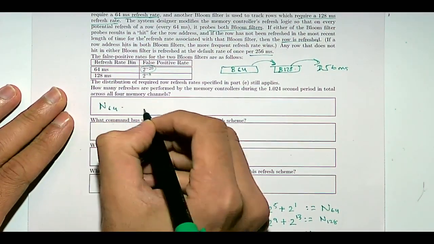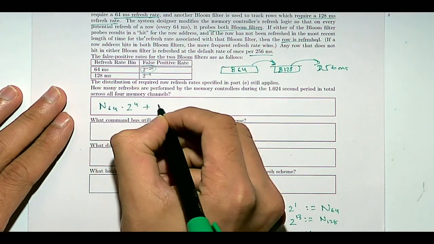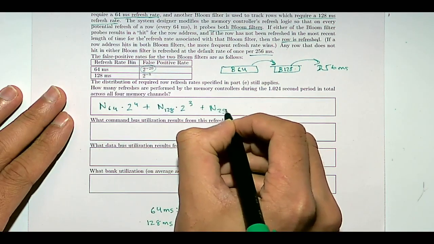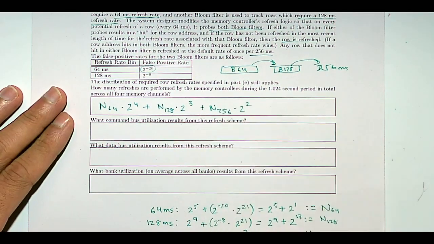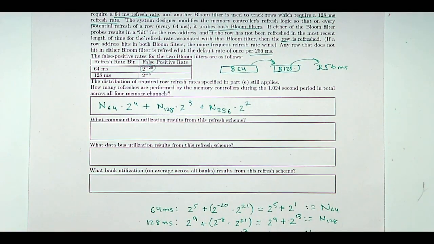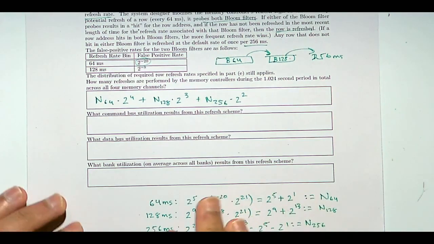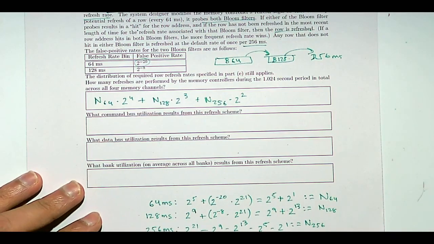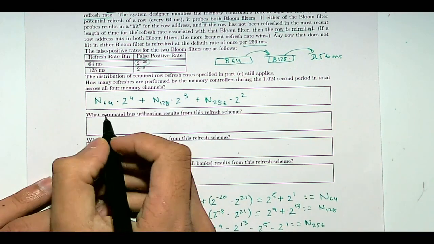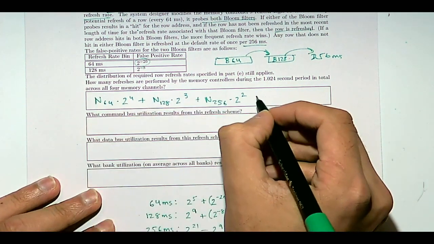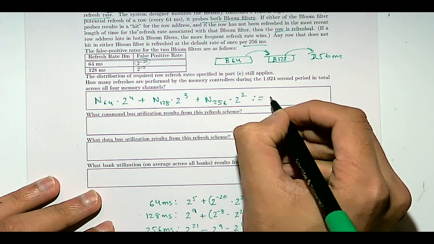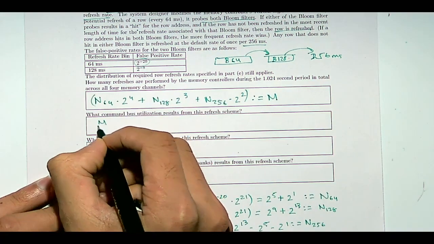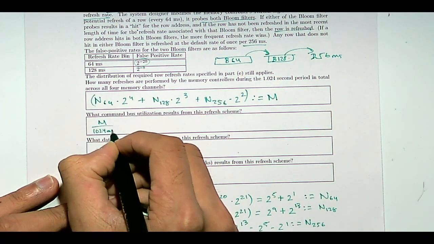So we just write that here. We have N64 times 2 to the 4 plus N128 times 2 to the 3 plus N256 times 2 to the 2. Yeah? So that's all that is. It's just computing a different number of rows. So then what command bus utilization results from this refresh scheme, right? So same analogous computations as before, right? So we have this quantity, which I'm going to define here, let's say as M, right? All of this stuff. And so we have M refreshes per 1024 milliseconds, right?